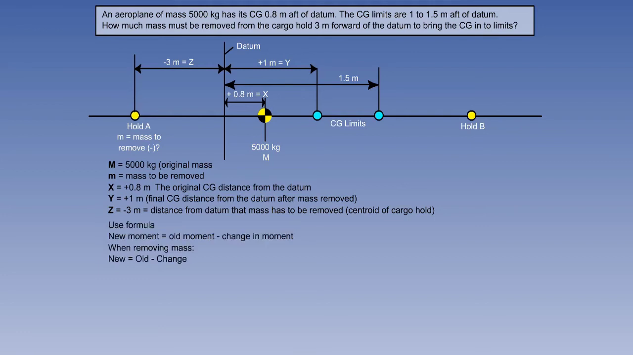In order to solve this question, the formula must be written down, and in this case, for removing mass, new equals old minus change. We are now ready to substitute values into the first line of the formula. On the left side of the formula, put in brackets the original mass, big M, of 5,000 kilograms, then minus little m, the unknown. Multiply the brackets by y, the final centre of gravity distance, which is 1.